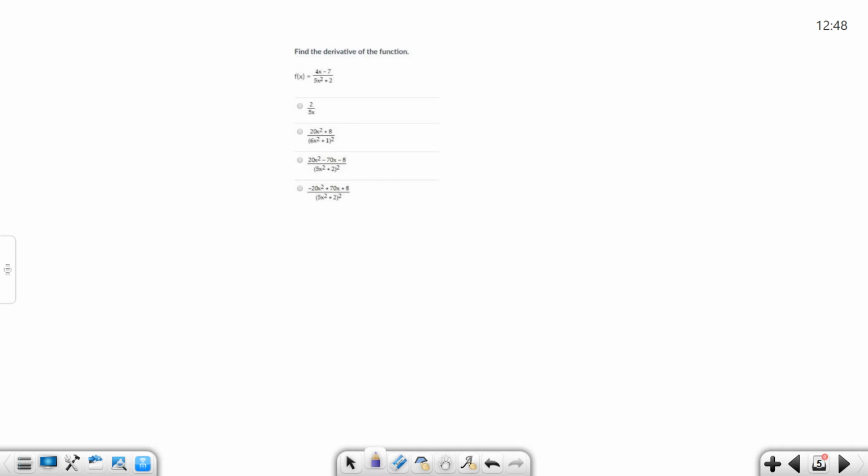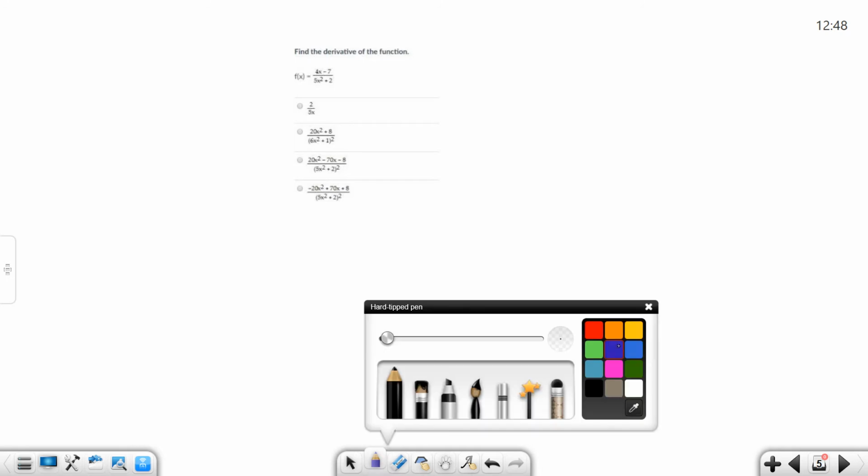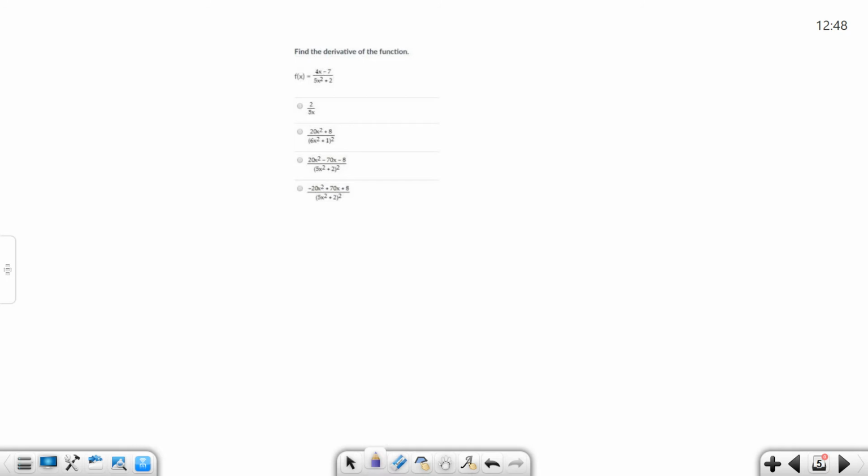Okay, on this one, we have the quotient rule. Now, you'll notice that the bottom two multiple choice possibilities are very similar. They only differ by a sign. So be careful that you're paying attention, that you don't pick the wrong one with the wrong sign. And also be careful that you don't set up the quotient rule backwards, because that'll give you the wrong sign.